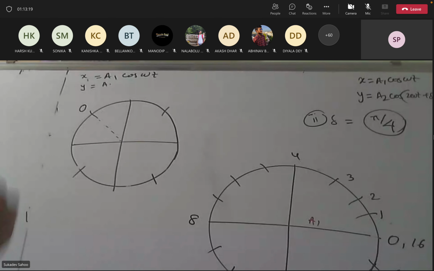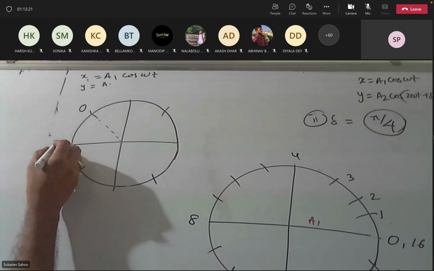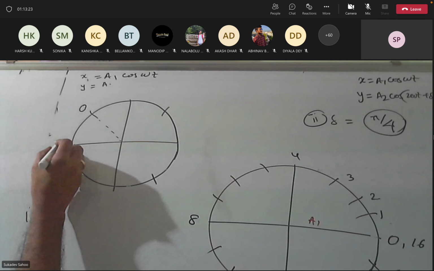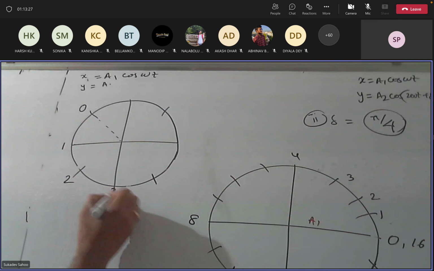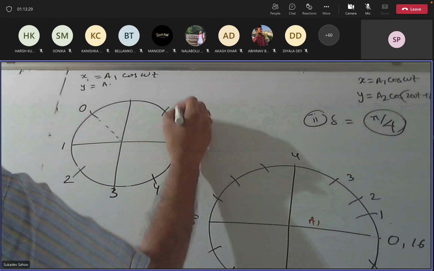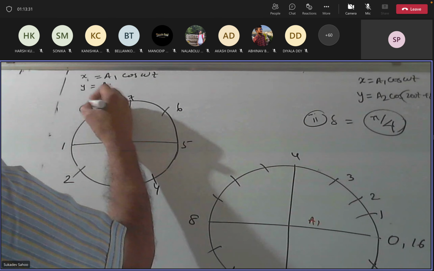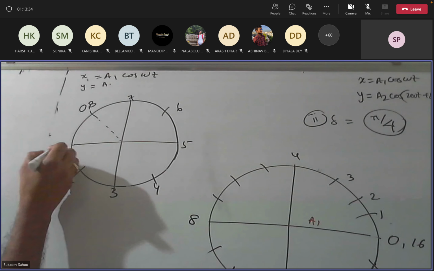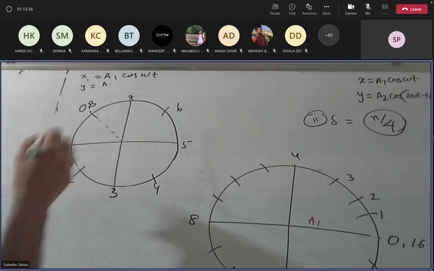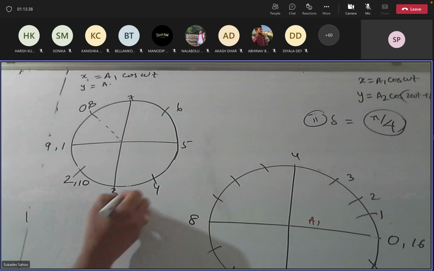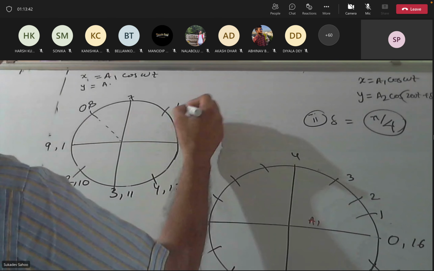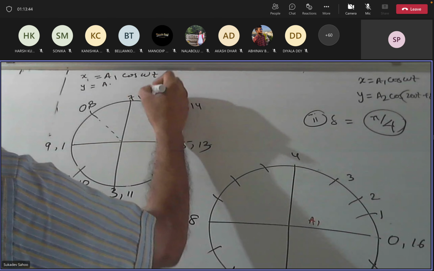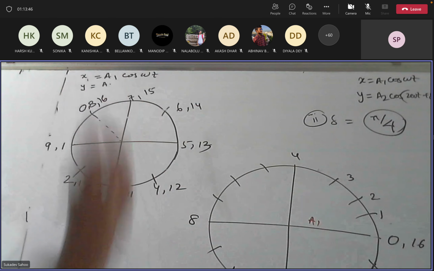Everybody clear? So 0, 1, 2, 3, 4, 5, 6, 7, 8. Now comes to another one. 9, because second rotation, 10, 11, 12, 13, 14, 15, 16. Numbering is complete.